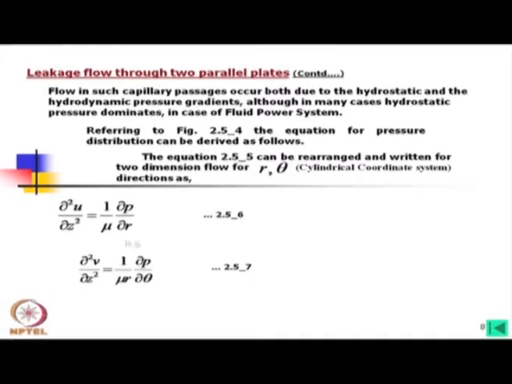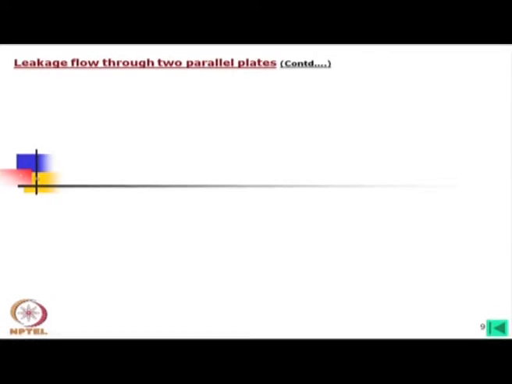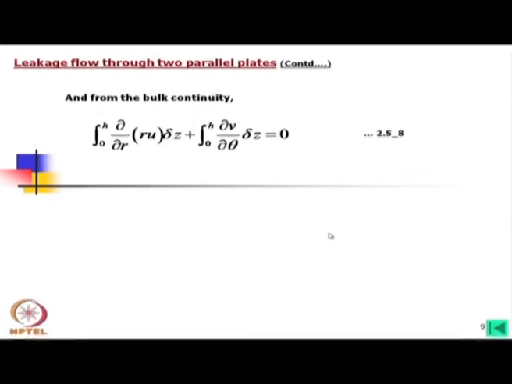and u is the velocity along r direction and v is the velocity along theta direction. So, this can be derived as del square v by del z square equals 1 by mu r del p by del theta. For u we can derive this, and for v we can derive this. This is the same equation which we developed for x direction, now we are applying the same theory for r and theta directions, where u is the fluid velocity in r direction, v is the fluid velocity in theta direction.